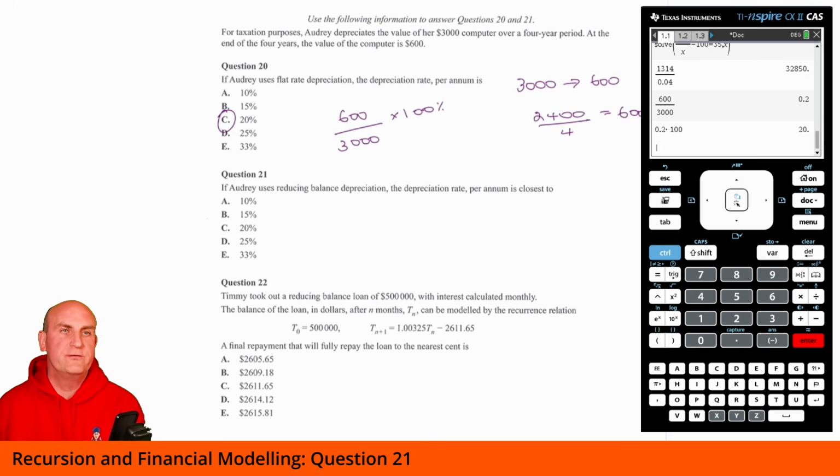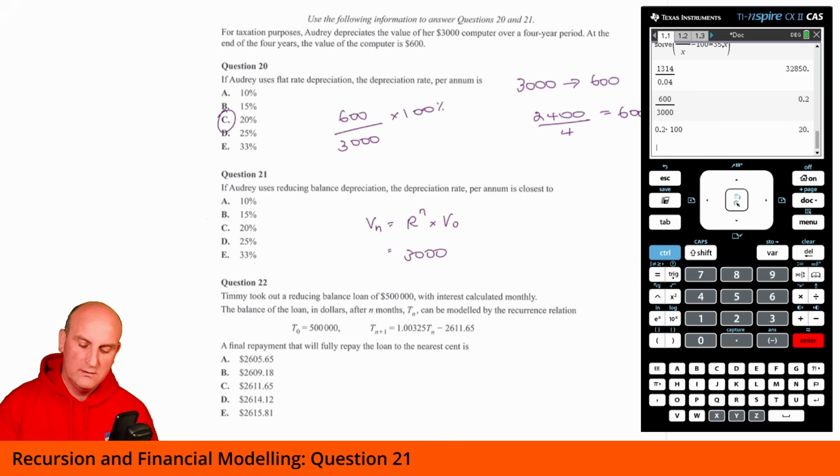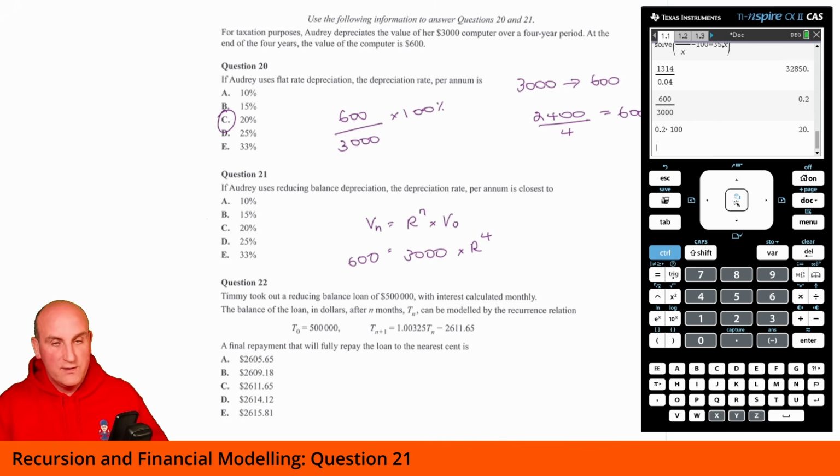If Audrey uses reducing balance depreciation, the depreciation rate per annum is closest to, well, okay, reducing balance depreciation gives me that V of N is equal to R to the power of N times V0. Well, we know what V0 is, so I'm just going to write this around slightly differently. That's going to be 3,000. We know that V of N is 600. And I'm going to times that by R to the power of 4. So let's put that into my calculator and solve for R.